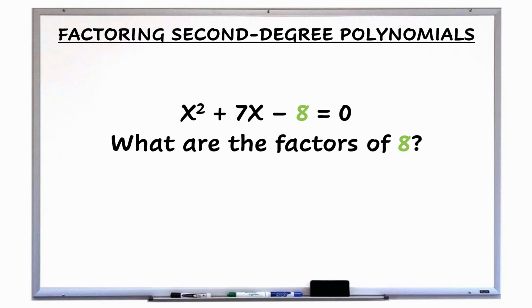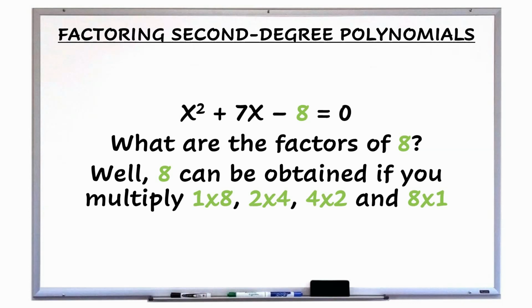We realize that we have a third term that is not multiplying any variable. So we're going to focus on that one, the term that is in the last position. What are the factors of 8? That means what combinations can we have of whole numbers that when I multiply them give me back 8? Well, 8 can be obtained if you multiply 1 times 8, 2 times 4, 4 times 2, and 8 times 1. And as you can see, 2 times 4 is the same thing as 4 times 2.